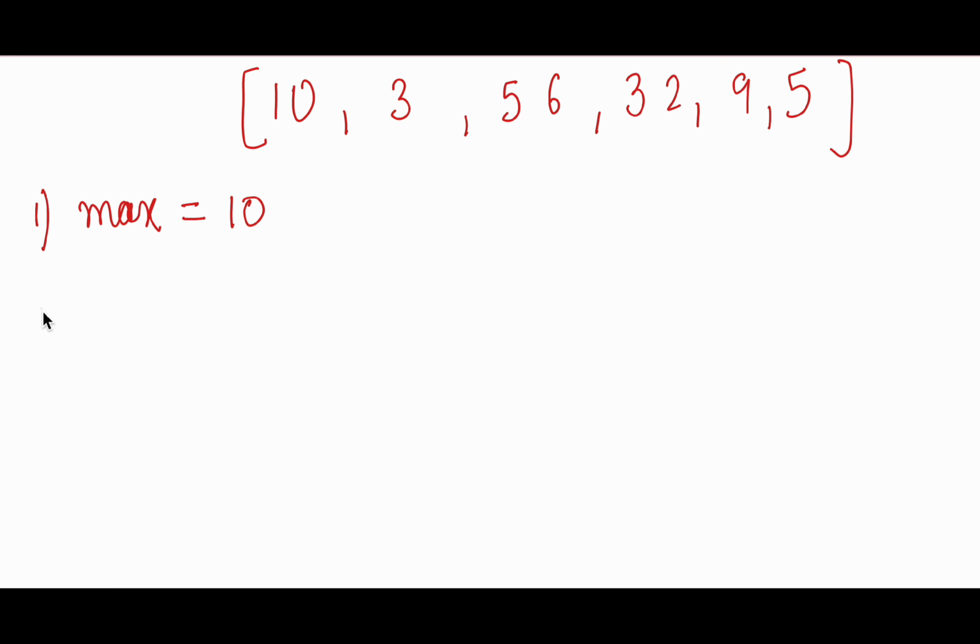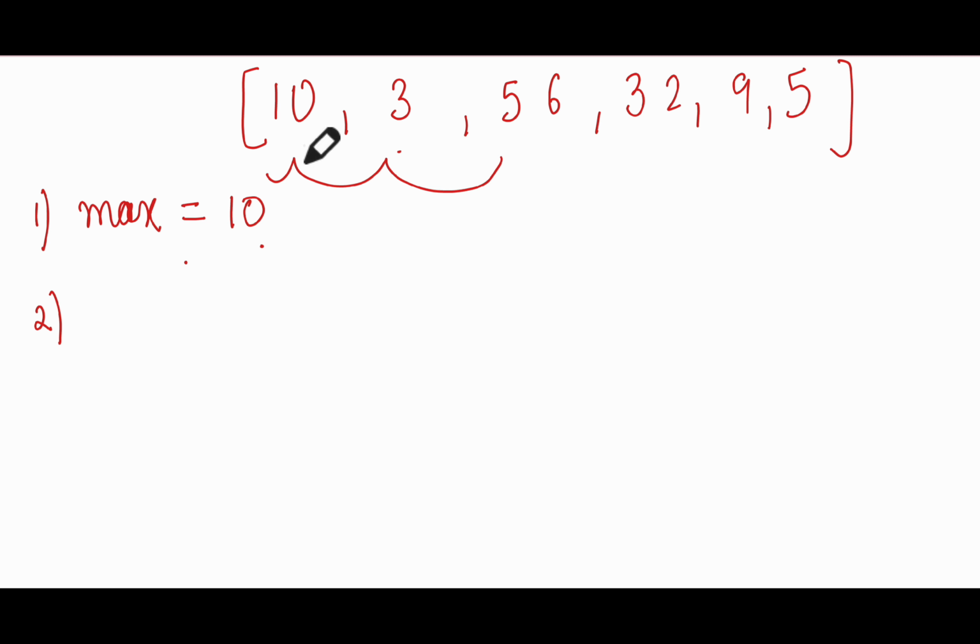Okay, and what we are doing in the further step of the code is iterating from here to here, and we are comparing. If a particular number is greater than 10, we are changing the value of max to that variable. So for example, this particular code will run 1 2 3 4 5 6 times, right?